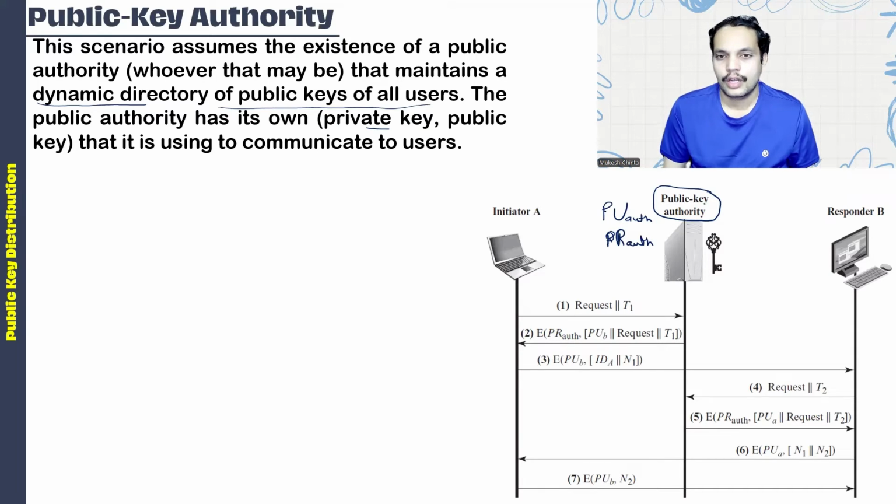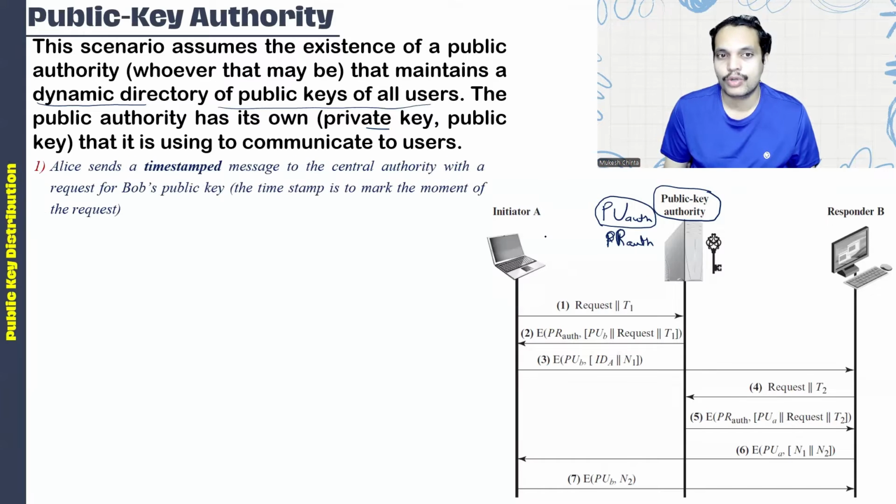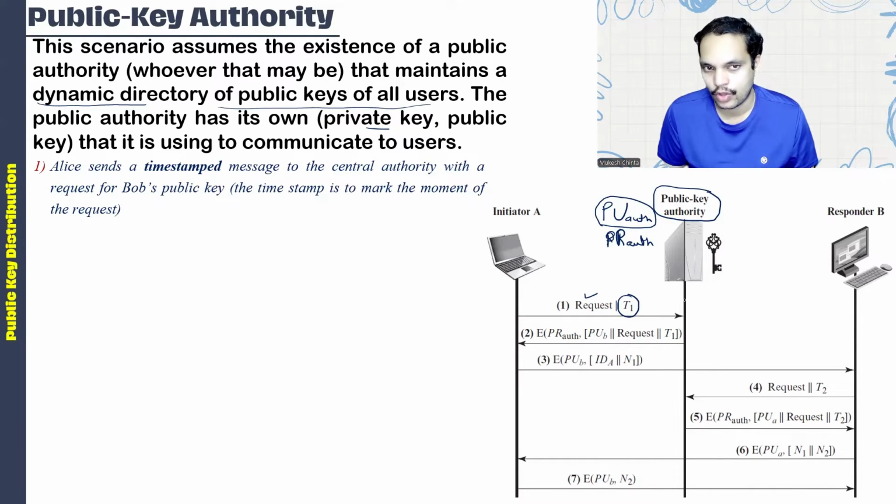Let us assume that each and every one of these entities, A and B, who wish to communicate, do know the public key of the authority. So what happens here? You can see a series of steps and communications that are happening. In the first one, if A wants to initiate a communication with B, A will send a request to the public key authority for the public key of B and will also add a timestamp to this particular message. So, request concatenated with the timestamp, to the public key authority.